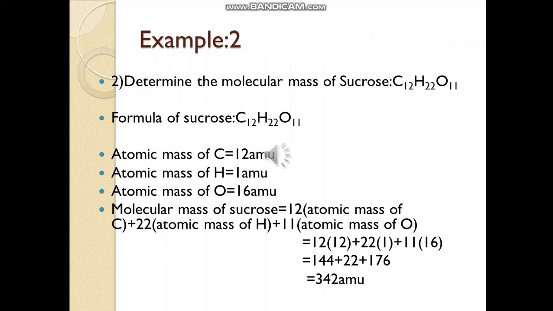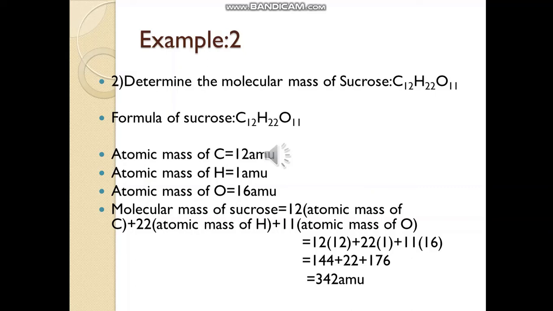Let's take another example to determine the molecular mass of sucrose. The formula of sucrose is C12H22O11. That is also a carbon, hydrogen, oxygen containing compound. First of all, we have to write down the atomic masses of all these elements. The atomic mass of carbon is equal to 12 AMU, the atomic mass of hydrogen is equal to 1 AMU, and the atomic mass of oxygen is equal to 16 AMU.